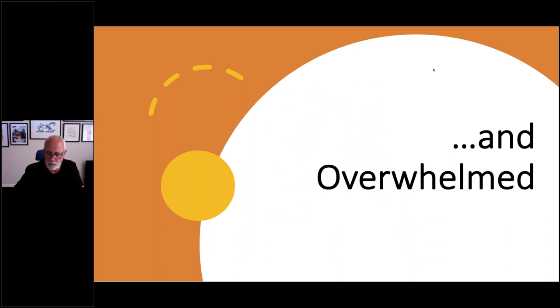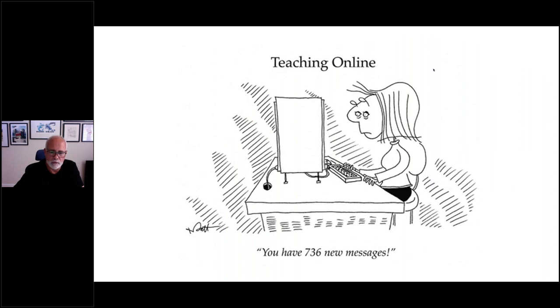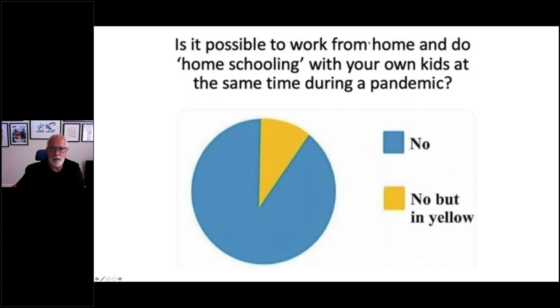And overwhelmed. I found a couple of cartoons I thought worked really well. The first one is where you now have 736 new messages in your inbox every day. And the one that really caught my eye was this one here: is it possible to work from home and do homeschooling with your kids at the same time? When I first saw this, before I saw the joke, I wanted to know who was in the yellow. But obviously we're all in the same boat, and trying to do this is absolutely impossible.